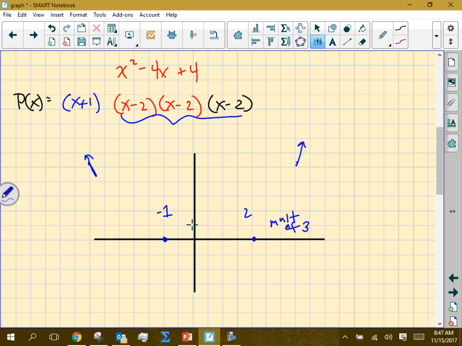So that should tell me kind of the behavior that's happening at +2. I'm passing through at +2, right? A multiplicity of 3 at +2 is going to kind of look something like that. Okay. I have an odd multiplicity at -1, so I'm passing through. It's going to kind of look linear, passing through there, something like that.